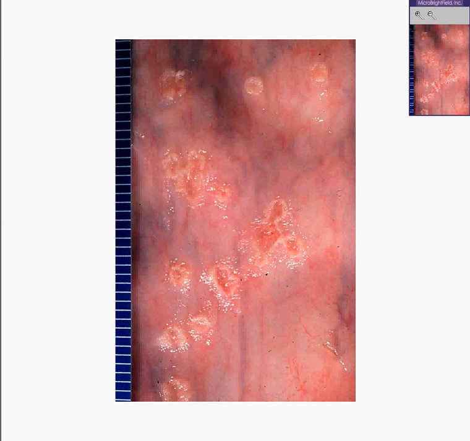Here is a view of an esophagus that has been opened up. Notice, as you're looking at the mucosal or internal or luminal surface, you can see some underlying blood vessels. Otherwise, the mucosal aspect seems pretty shiny and uniform.